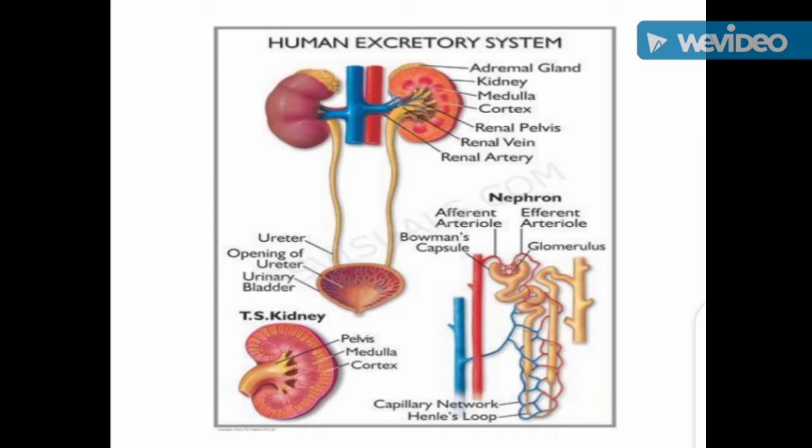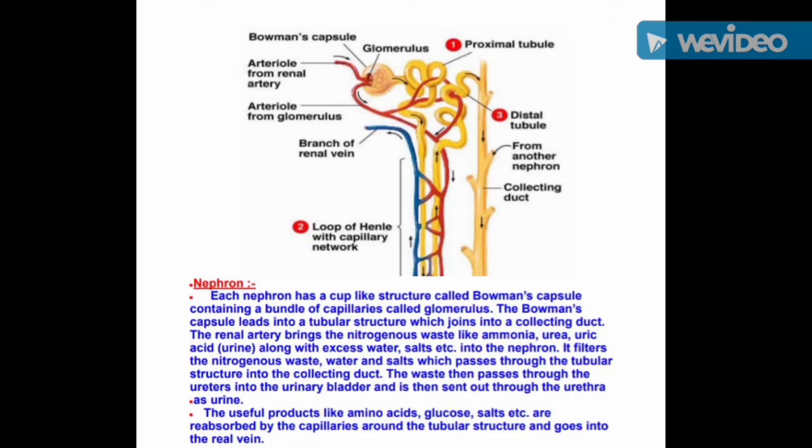Here you can see the excretory system, the full complete picture of the excretory system: the two kidneys, then the nephron, and the TS of the kidney. Now let's move further to study in detail about nephrons. Each nephron has a cup-like structure called Bowman's capsule. Look at the figure, children. It consists of a bundle of capillaries called the glomerulus.